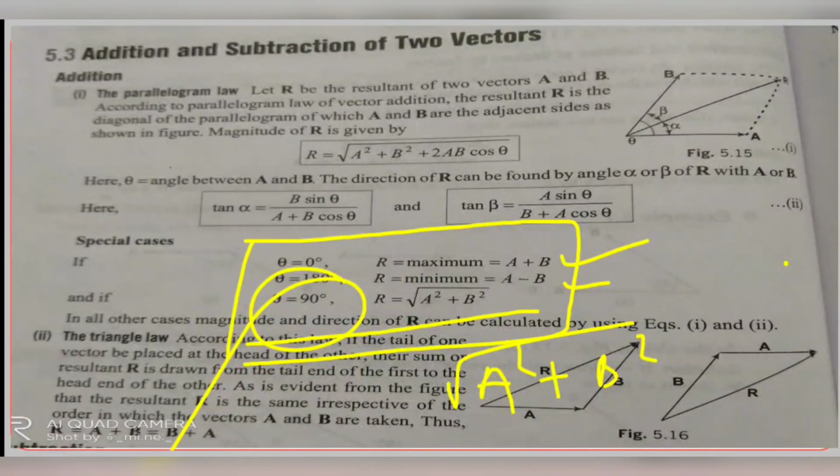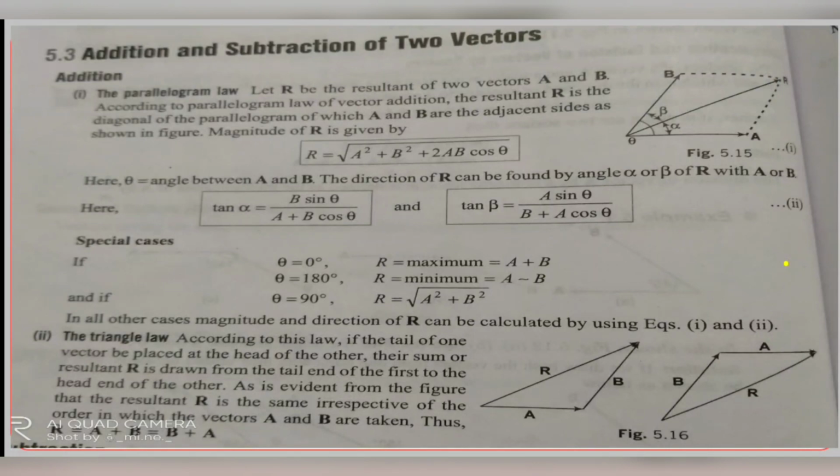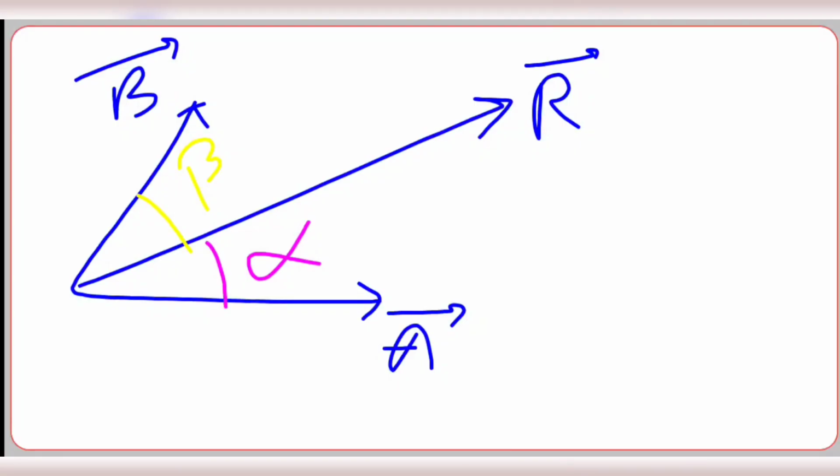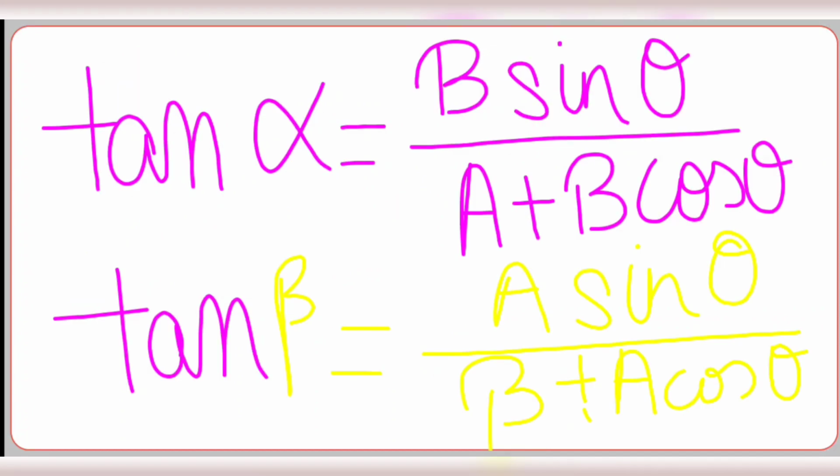Now if there is a question to find the angle between the vectors, from here we will be able to find the angle formed between the two vectors. It is given that vector A and vector B are given. When we have a resultant, they will give us the beta. We need to calculate the angle formed, beta and gamma. So the formula to find it is B sine theta by A plus B cos theta.